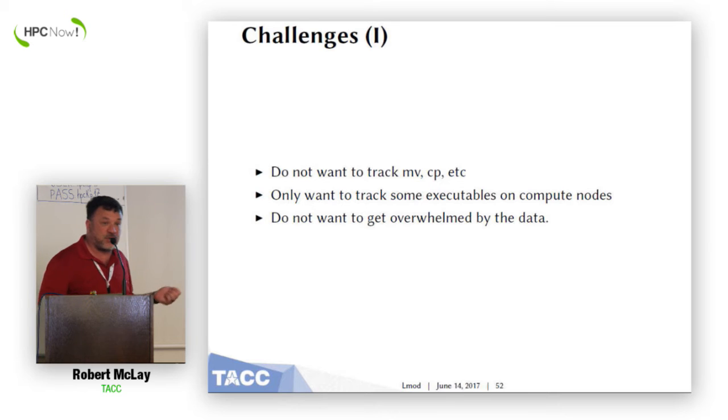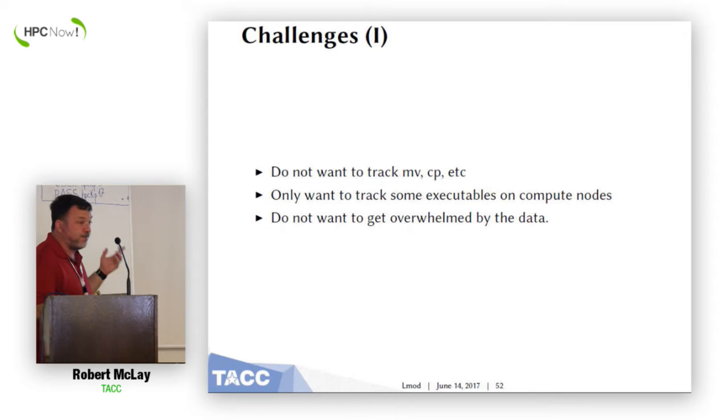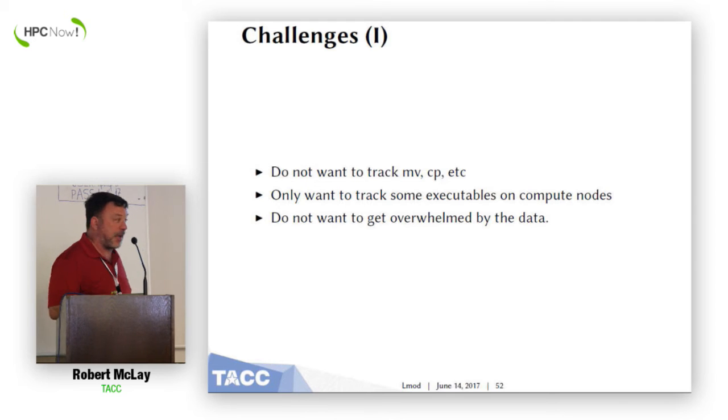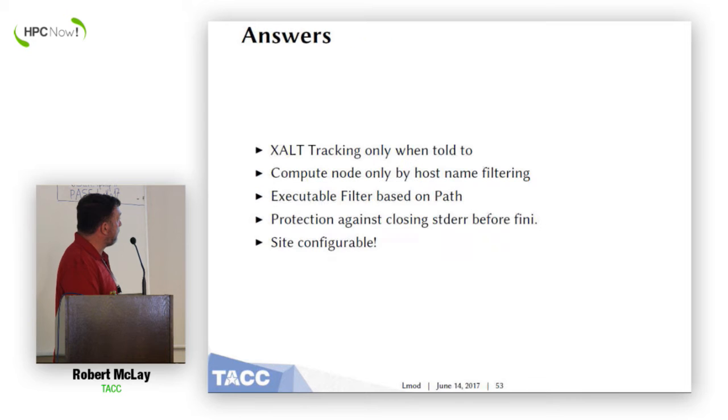The challenges are, the good news is that XALT now tracks non-MPI jobs. The bad news is it's tracking everything, every executable. There's a lot of stuff I don't want to track, like copy and move. I want to only track executables that are on the compute nodes, and I don't want to get overwhelmed by the data. So XALT can be told to track only what it's told to: compute nodes by host name filtering, or executable filtering based on path, and this is all site configurable.